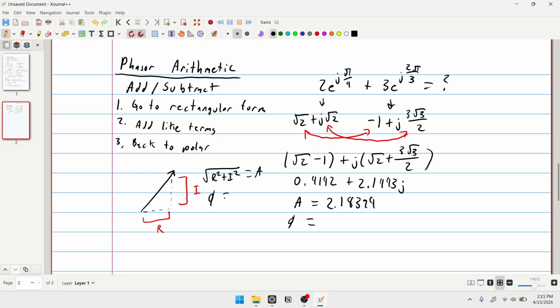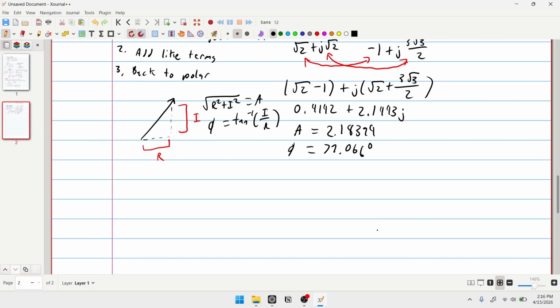And then for our phi, we need to use the tangent using SOHCAHTOA, right? So tangent equals opposite, which is I, over adjacent, opposite over adjacent. So tan inverse of I over R. And if you plug it into your calculator, we get 79.066 degrees.